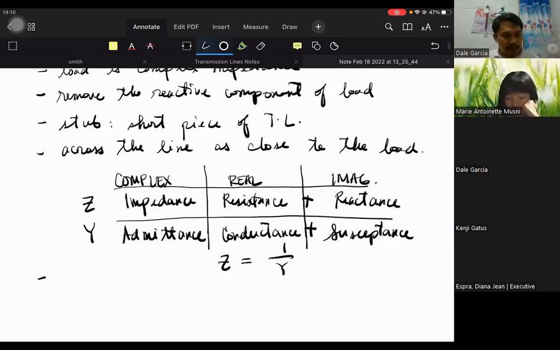With stub matching, either a short or open stub can be used, but shorted stubs are preferred because open stubs have a tendency to radiate, especially at higher frequencies.